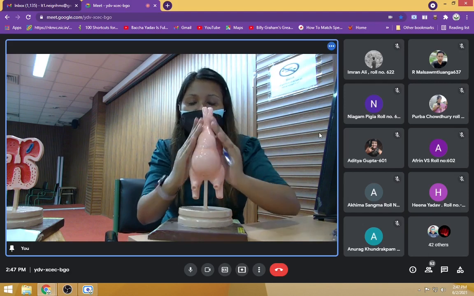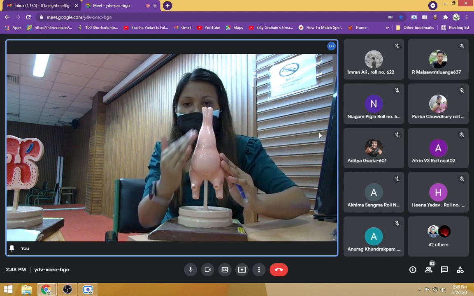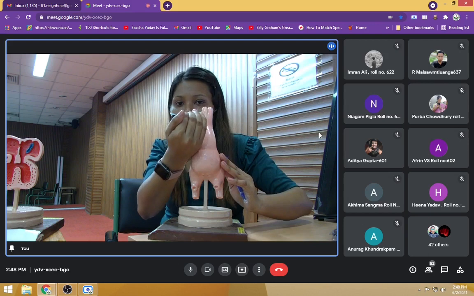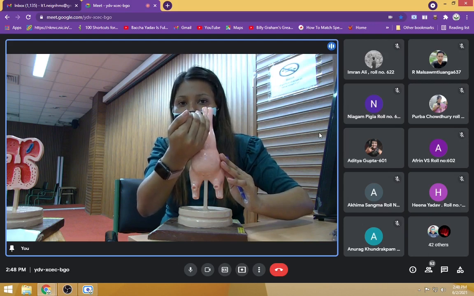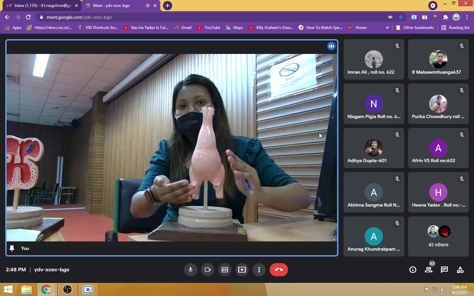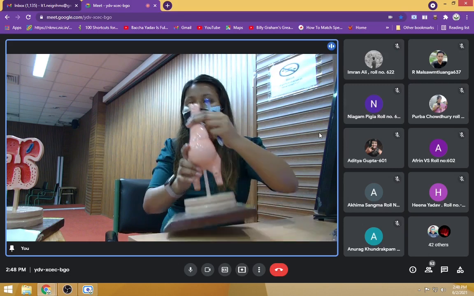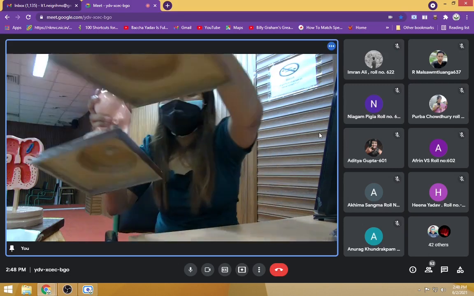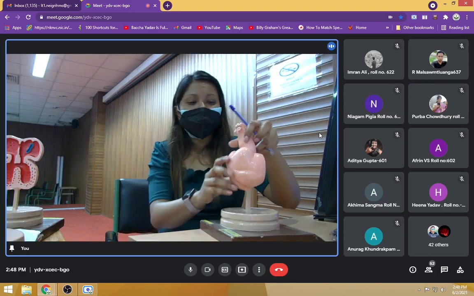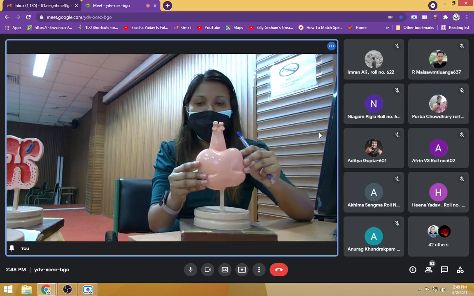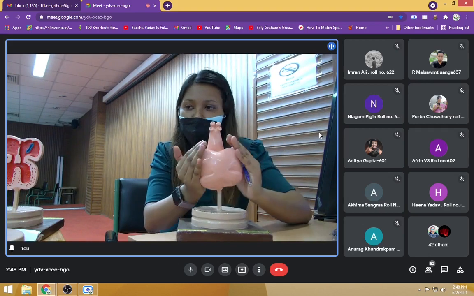Earlier it was straight. Then first of all there will be a bend, that is the U-shaped looping. Then there will be S-shaped looping, and ultimately after the looping we are going to get a structure like this. It will become a compact structure.